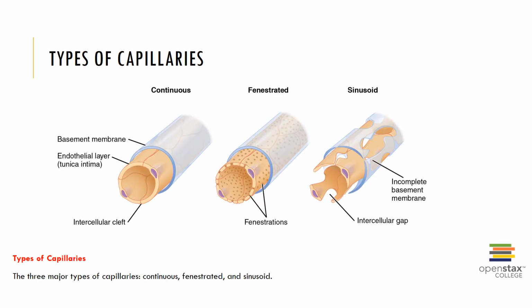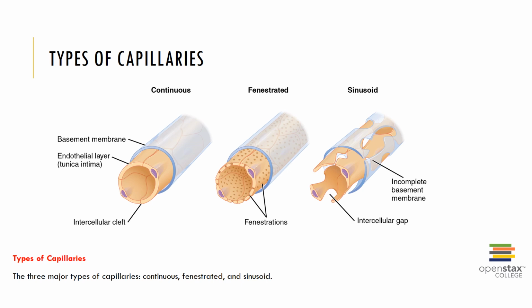Here we can see some types of capillaries. Continuous capillaries are the most abundant. These capillaries possess an uninterrupted layer of squamous cells. The cells are connected by tight junctions and have few intercellular clefts. These are common in skin, muscle, and brain tissues.